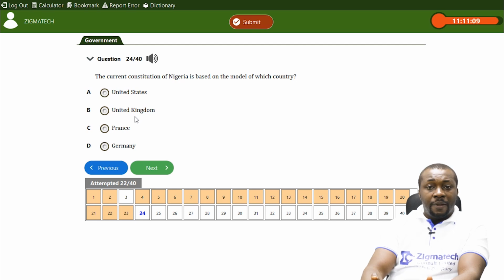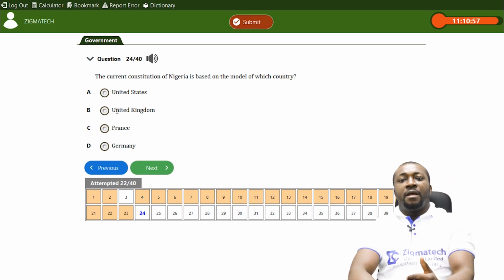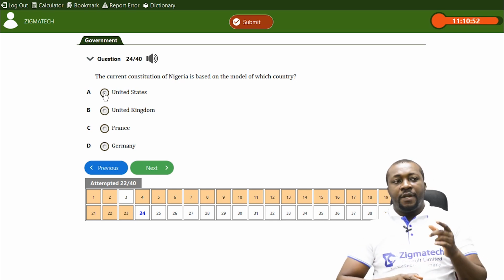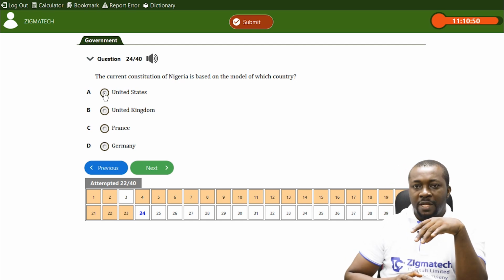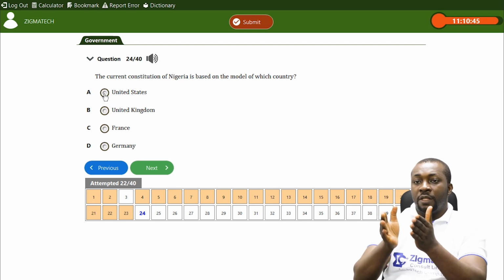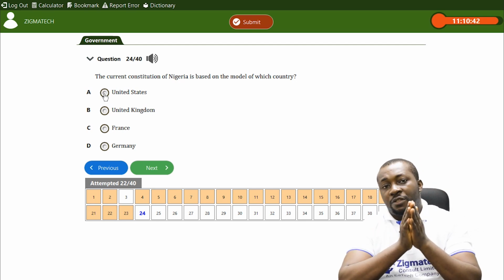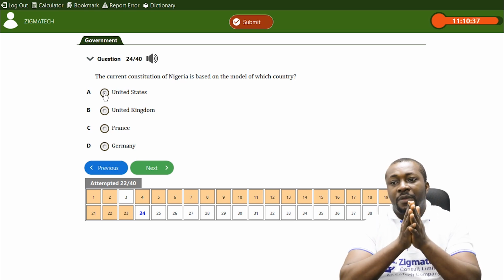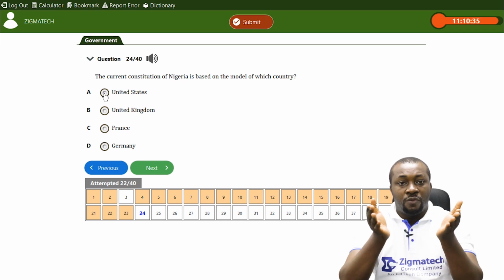That's monarchy. We don't practice monarchy in Nigeria, neither do we practice parliamentary system. United Kingdom is also a unitary state. We practice federal, so it's not modeled towards United Kingdom. But rather, you talk about United States. Remember, from the Second Republic in 1979, we modeled our constitution with that of United States of America, American-style presidential system of government. That is what we adopted.